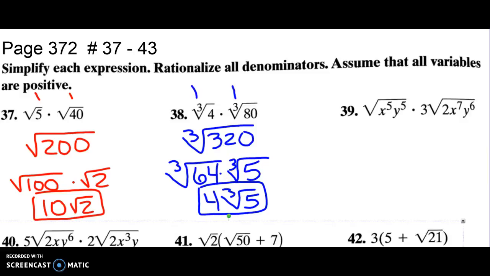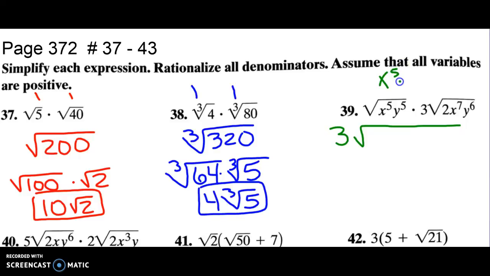Now, these are both square roots, so we can multiply them together. Start with what's on the outside. There's nothing on the outside here, but there's a 3 on the outside here. So I'm going to put a 3 on the outside to start with. And then I'm going to make a big, giant square root sign. What do we have underneath that? Let's just pretend we're multiplying this. We've got x to the 5th times y to the 5th, and then we're going to multiply it by 2x to the 7th, y to the 6th.